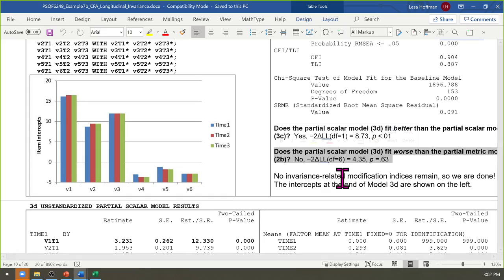If this process strikes you as atheoretical and subject to type 1 error and stuff like that, yes. Yes. It would be great if you could forecast the reasons why certain constraints would cause problems and then test those constraints in a confirmatory way, but that's not reality.